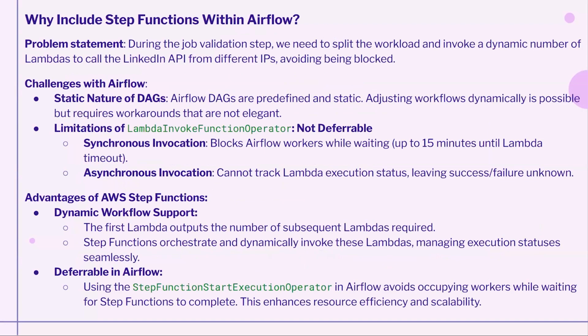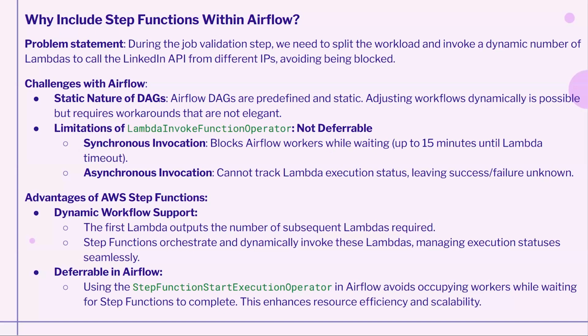So during the job validation step, we need to dynamically split the workflow and workload and invoke multiple Lambda functions to call the LinkedIn API from different IPs to avoid being blocked. While Airflow is a powerful orchestration tool, it has some limitations in handling such dynamic workflows efficiently. Its static DAG structure makes it difficult to adjust workflows on the fly.